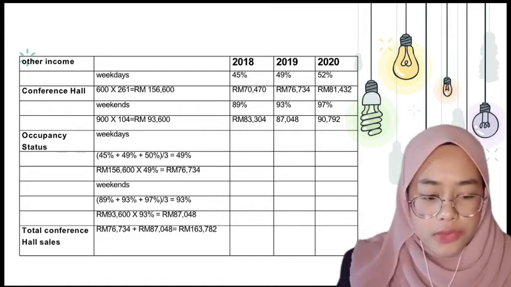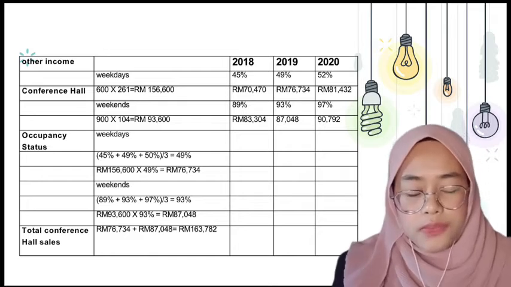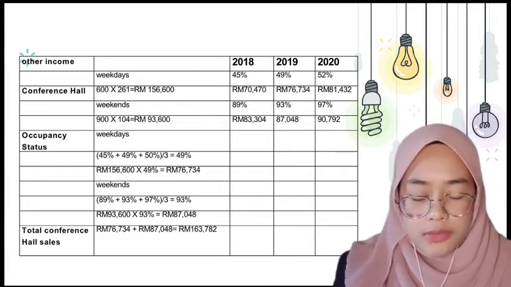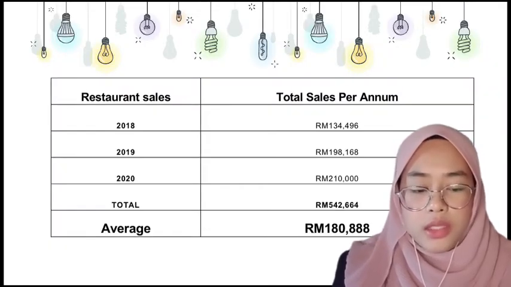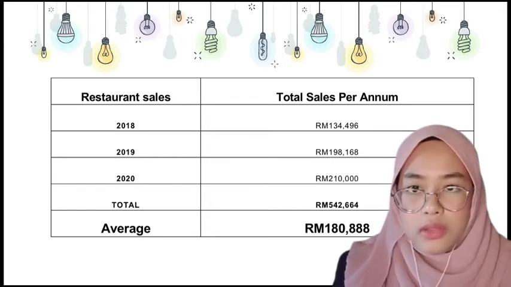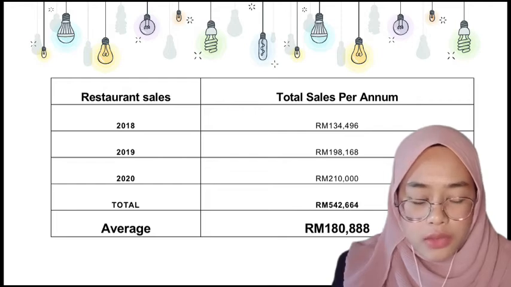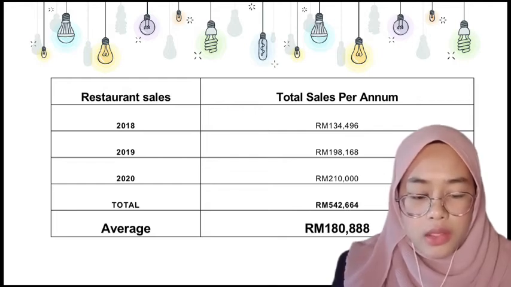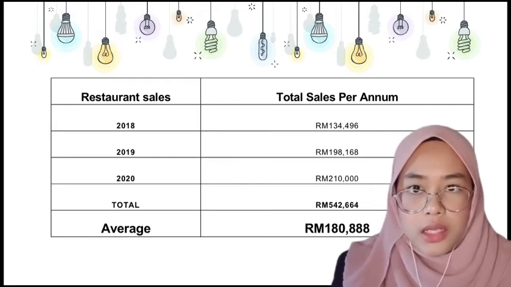And then for the other income, we have restaurant sales. For the data that has been given, we have total sales per annum, which we need to add up for each year in 2018, 19, and 20. From the total of the 3 years, we need to divide by 3 to get the average for restaurant sales. And here we get RM180,888.